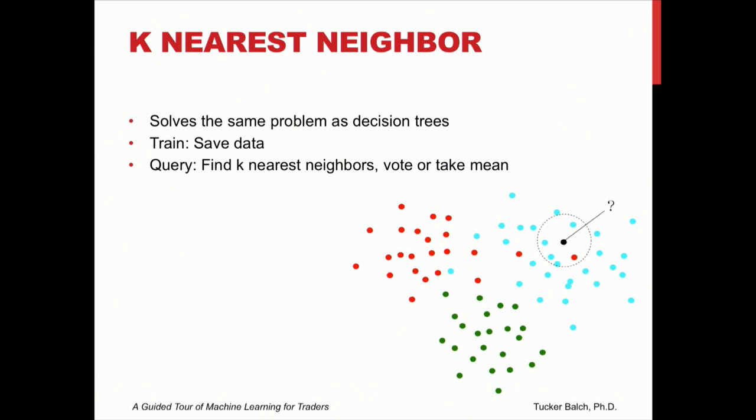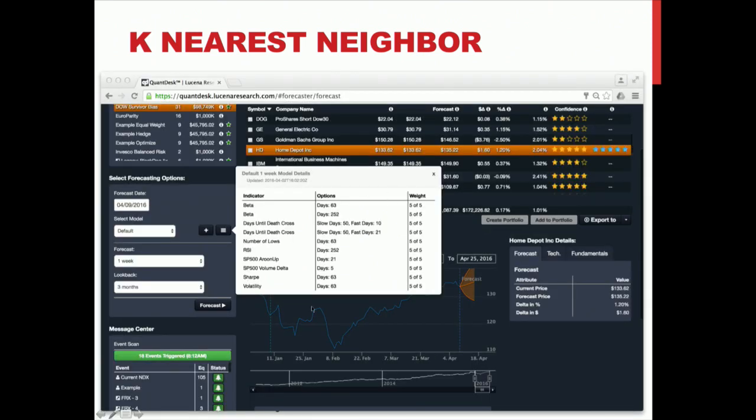So I only need one slide for that, but it can also work for regression. I showed you a classification problem, but the values at those points could be how much did the price change. So just like decision trees, you can use them for regression or classification. I want to show you real quickly use of k-nearest neighbor. This is on our platform at Lucena called QuantDesk. We generate predictions for 1 week, 2 weeks, 1 month, every day across all of the Russell 1000. We use k-nearest neighbor, which I just described for you.